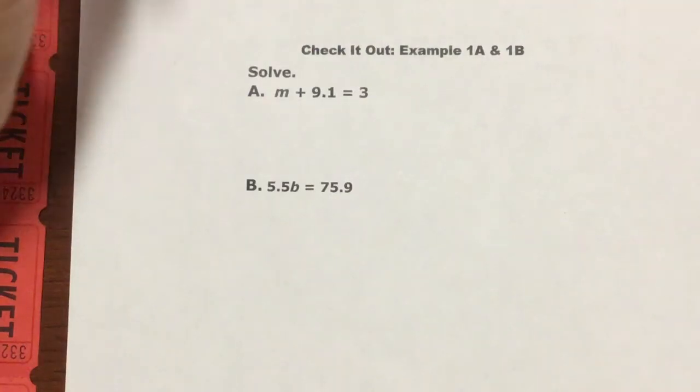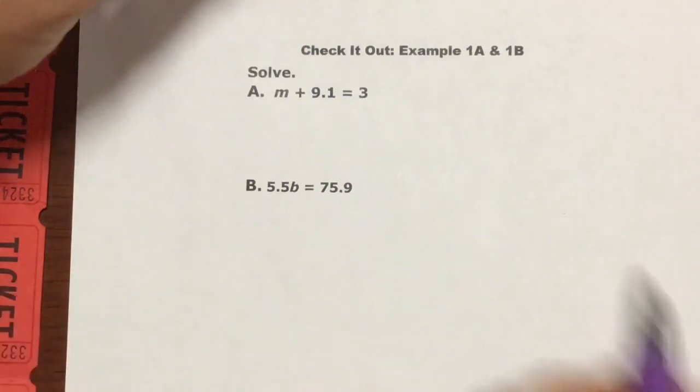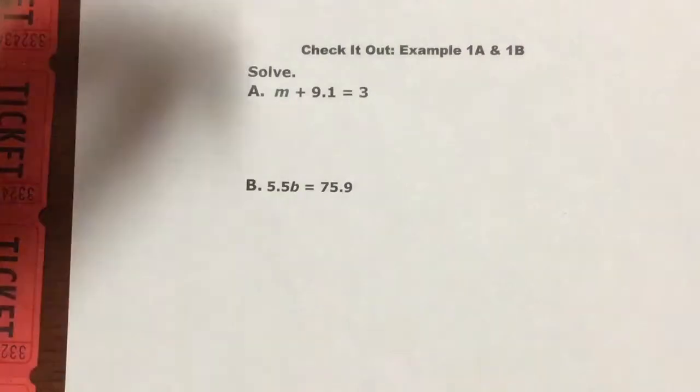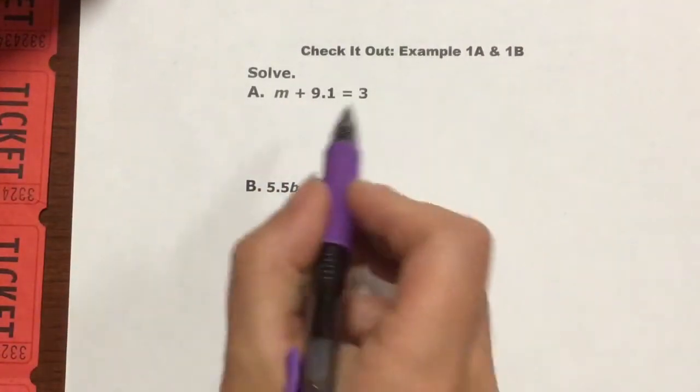All right, we are back with Check It Out examples 1A, 1B, and 1C. Let's see how you guys did. Okay, we need to isolate m, which means we need to get it by itself. We're going to start with m plus 9.1 equals 3.